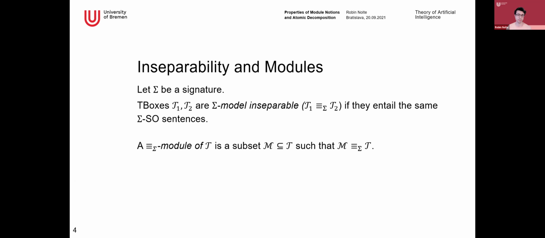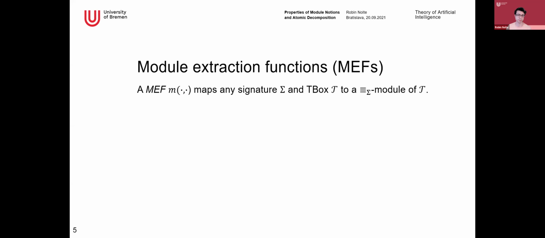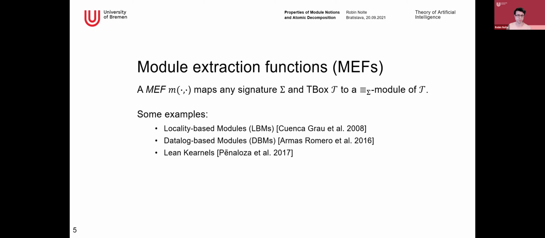Usually model inseparability is not decidable even for description logics of moderate expressivity. However, there are good approximations. These are called modular extraction functions. Those are functions that map any signature sigma and a T-box T to a module of T. And there are many examples that have been developed, different approaches to module extraction: for example, locality-based modules, Datalog-based modules, lean kernels, deductive modules, and many more. So there's a variety of module extraction functions.